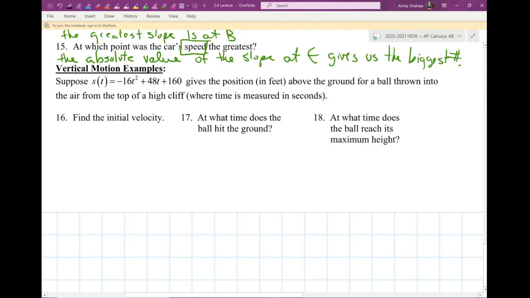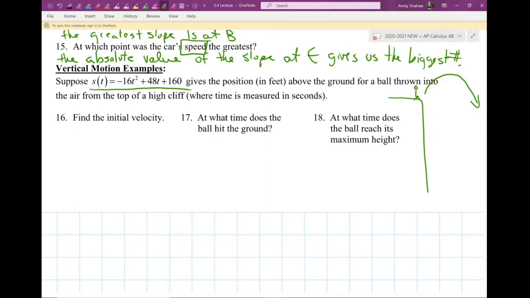So what if we have vertical motion examples where we actually do need to talk about a ball that is thrown into the air from the top of a high cliff where time is measured in seconds, and we want to find out some cool things about what that ball does. Now, by the way, if I'm on a cliff and this is me and I throw that ball, I'm imagining a negative parabola, right? A sad parabola would be a good equation to use. And that is what he has given us, okay? So it'll have a maximum, it'll have an initial position, and I hope that we could use some pretty familiar tools to be able to find out the answers to the rest of these questions.